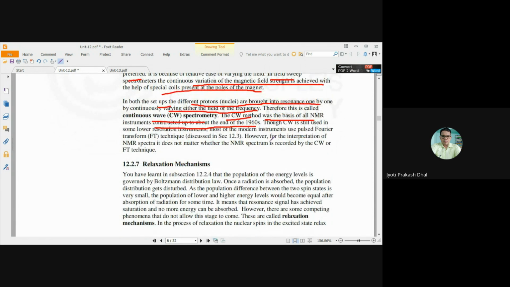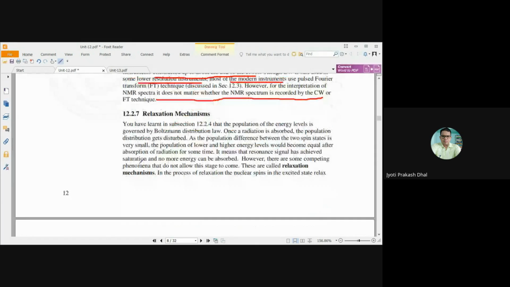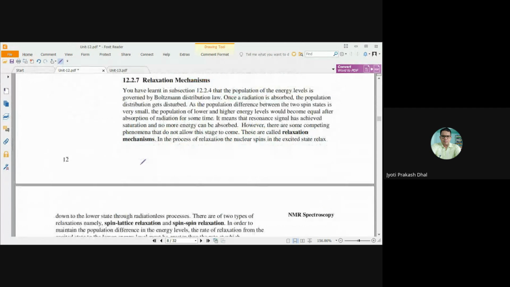The CW method is still used in some lower resolution instruments, but the modern instrument uses the FT NMR technique, that is, the Fourier transform NMR technique. It does not matter whether the NMR spectrum is recorded by the CW or by the FT technique. We will discuss the FT technique later. First, we will discuss the principles. In the principles, we will look at the relaxation mechanism.